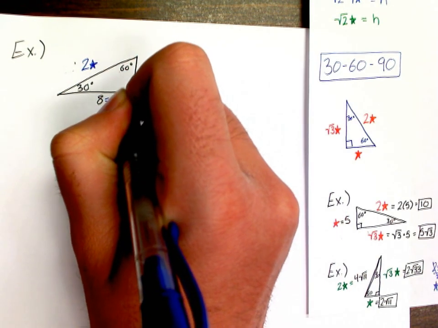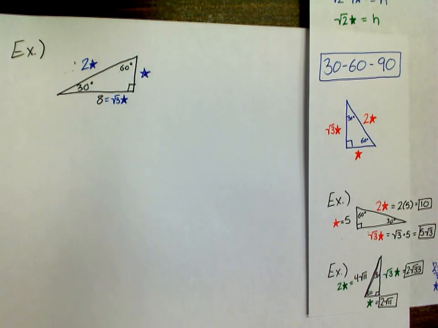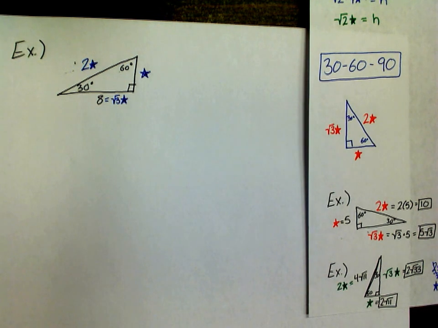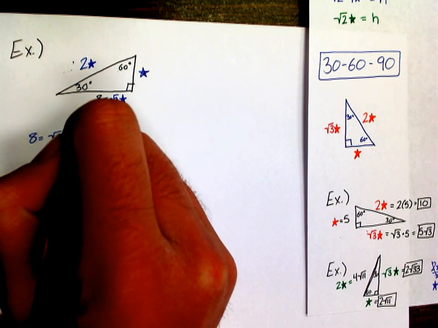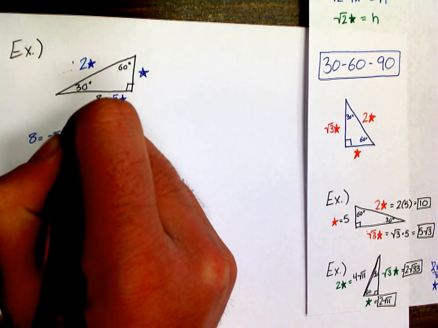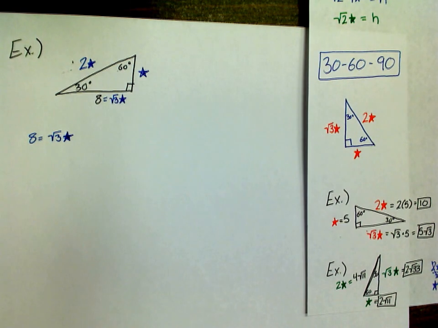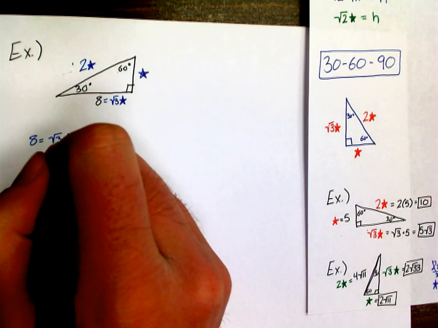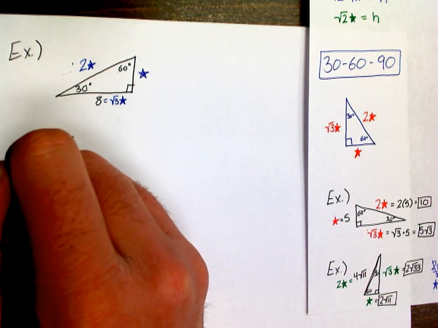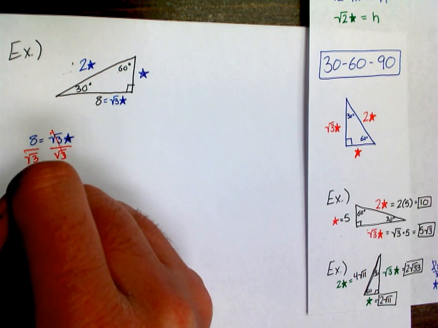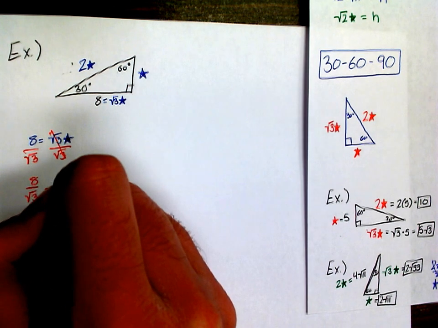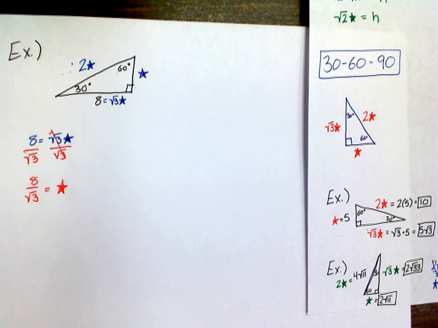Okay, so then I'm going to focus in on the one equation that I do know, that 8 is equal to the square root of 3 star. Let's come down here. Okay, and then just to get star by itself, I'm going to divide by square root 3. So those are gone. And I'm left with 8 over the square root of 3 is equal to star. Perfect. That's my short side. 8 over the square root of 3.